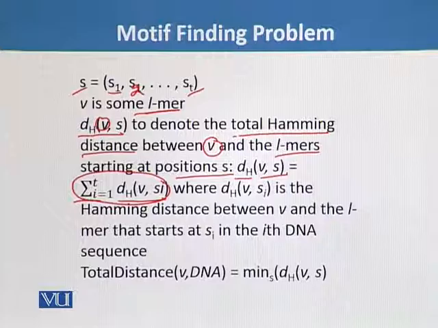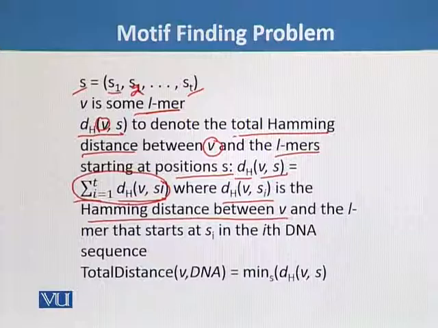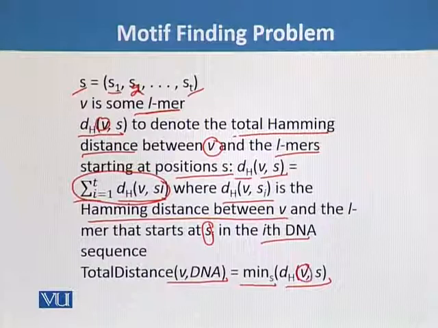So in this equation, d_H(V, s_i) is the Hamming distance between V and the element that starts at a specific position s_i. s_i could be any number in the ith DNA sequence, meaning in the specific DNA sequence. So we will get the total distance d(V, DNA), that is the minimum over s of the Hamming distance of the V-mer that starts at the position s.